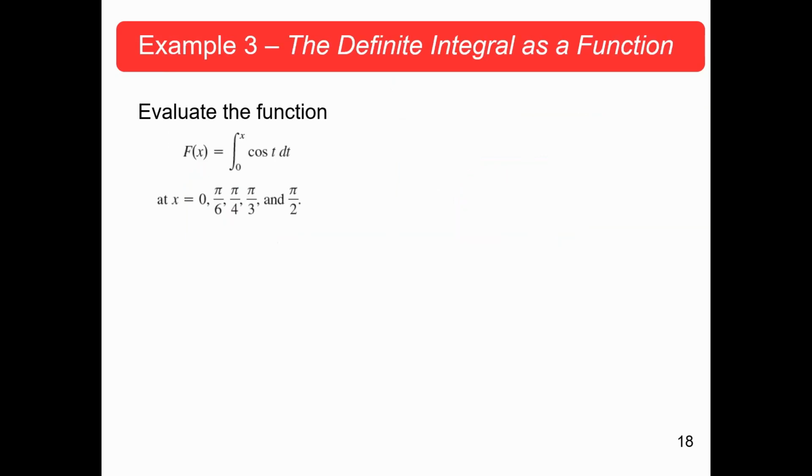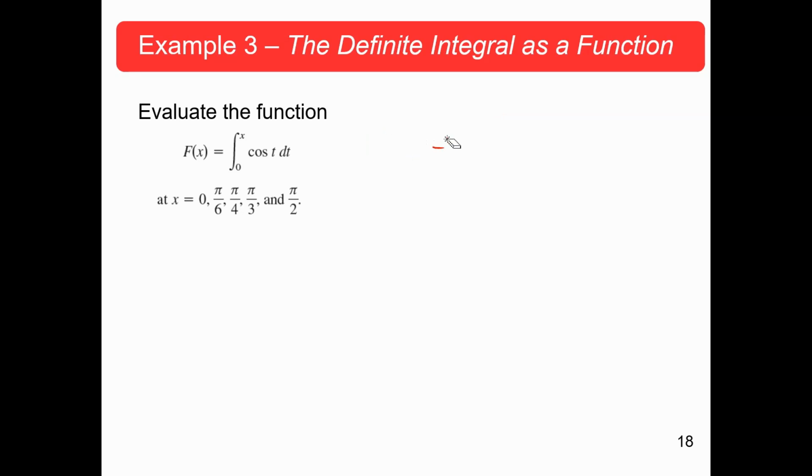We've got F of x equals the integral of cosine t dt, and we want to evaluate this at x equals 0, pi over 6, pi over 4, pi over 3, and pi over 2. Now, the long way would be to just go ahead and say, okay, from 0 to 0, cosine t dt, from 0 to pi over 6, cosine t dt, and just do this for each one of them. That's the long way.